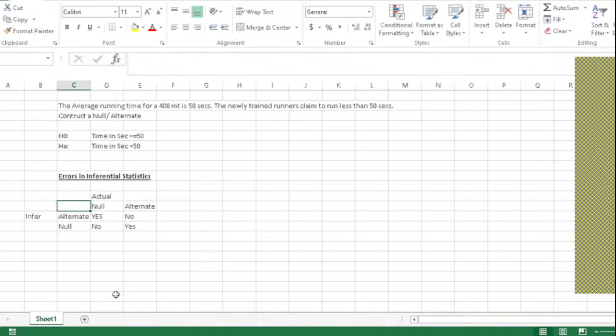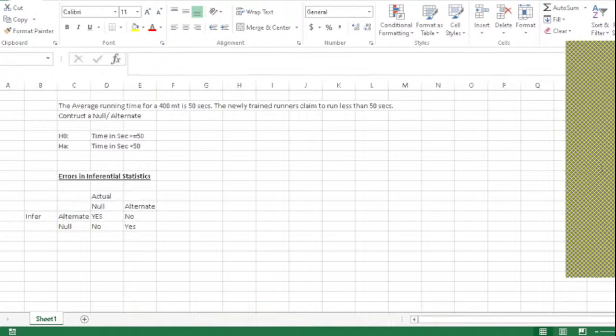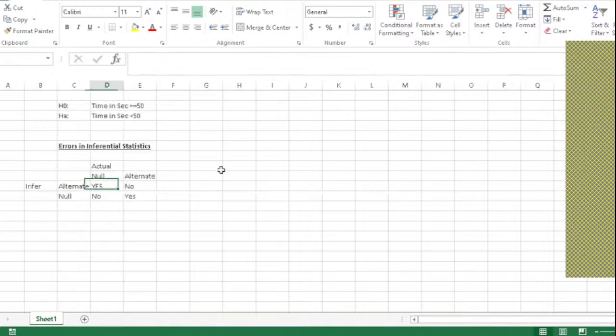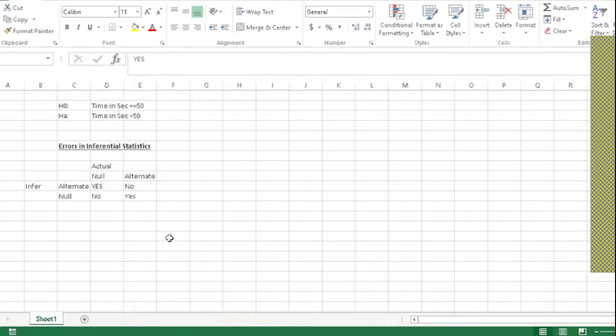Alok mentioned it: accepting wrong hypothesis, rejecting correct hypothesis. Yes, correct. So, accepting a wrong hypothesis and rejecting a correct hypothesis means correct alternate. Rejecting a correct alternate and accepting a wrong null.